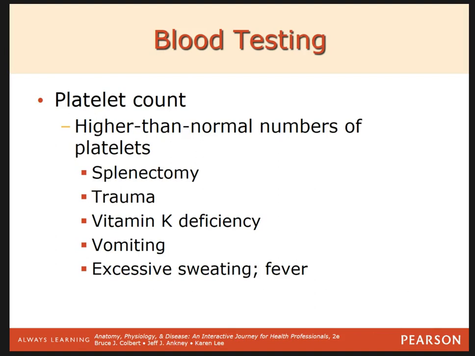Now, elevated platelet counts could cause the blood to overclot, causing more platelet aggregation. And that can result from a splenectomy. So if someone's had an injury to their spleen and it had to be removed, it could result in elevated platelet count. Trauma, vitamin K deficiency, vomiting, and excessive sweating or a fever.